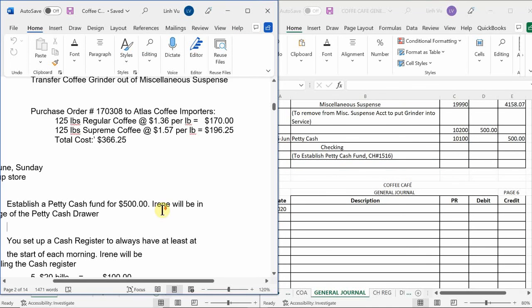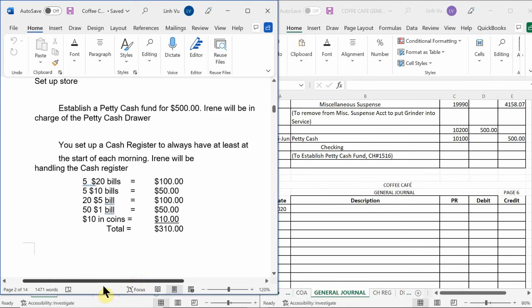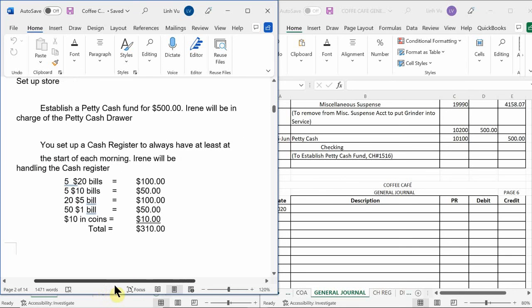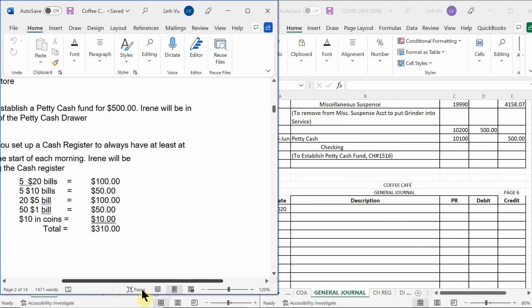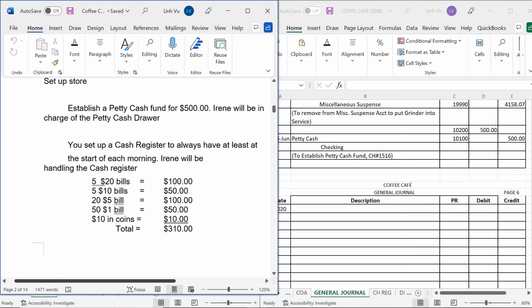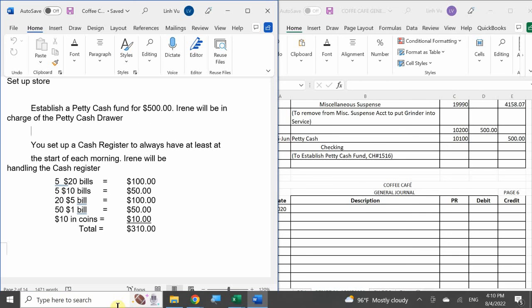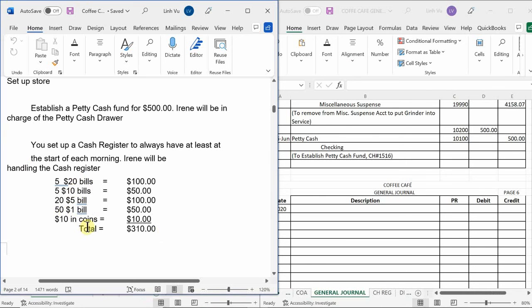Good. All right, last one for today. We also need to set up the cash in the register, right? To always have at least a total in there to start off with each morning. And Irene will be once again handling the cash register, right? She's going to be the storefront manager that's going to be taking people's orders, doing the cash register, and that's her job, right? Then we got the barista who's going to make the coffee. So there you go.